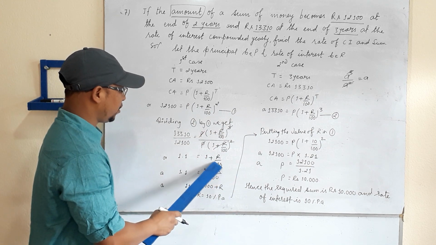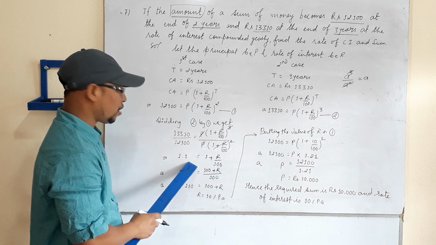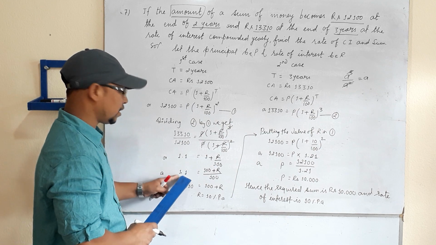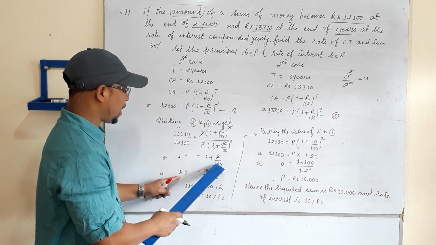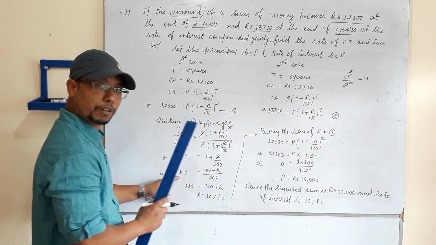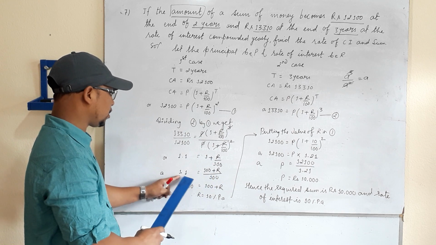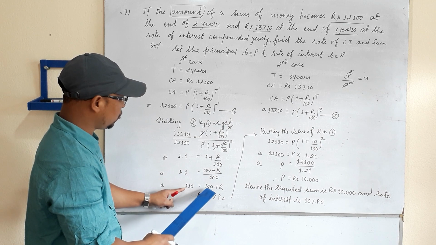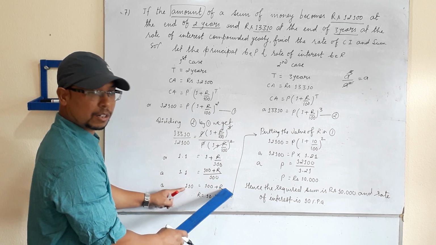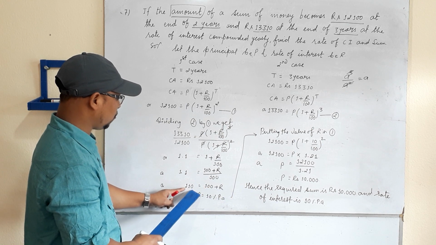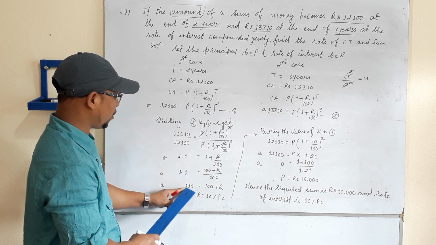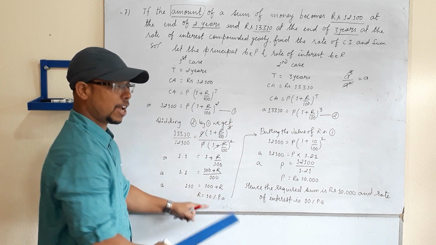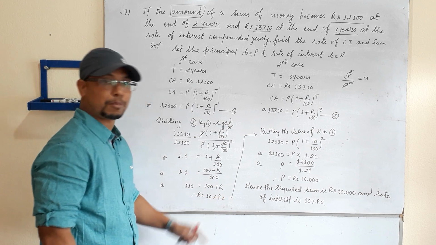You take the LCM here, or you can take the 1 over for subtraction, no problem. So 1.1 equals (100 plus R) by 100. Cross multiply: 1.1 into 100 is 110, so 110 equals 100 plus R. Therefore R is 110 minus 100, R equals 10% per annum. Don't forget to write the unit here, per annum.